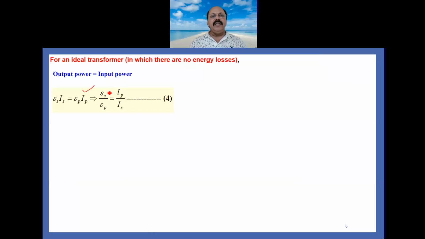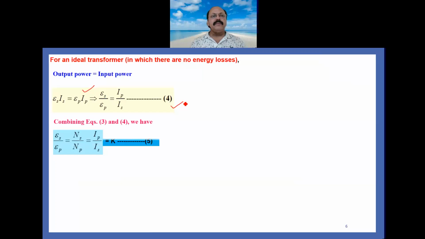Rearrange it, then we get ES upon EP equal to IP upon IS. Mark this equation number 3. Now from equation 3 and 4 we get ES upon EP equal to NS upon NP equal to IP upon IS, and this ratio is known as transformation ratio, which is represented by capital K. Mark this equation number 5.